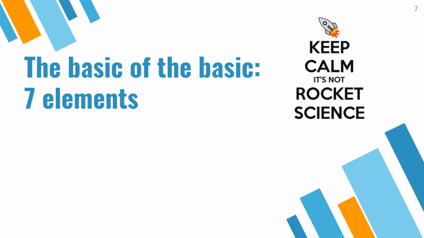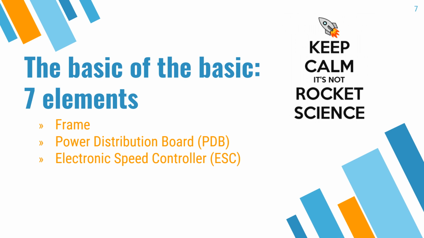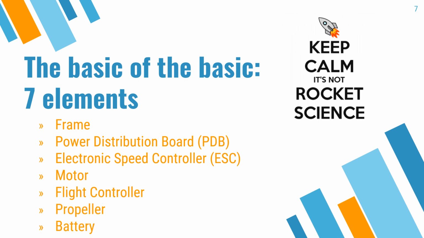Okay, we consider the drone to be consisting of 7 elements, and of course, those are only the basic parts. So, what are these 7 elements exactly? Well, we start with a frame. Then we also have a power distribution board, PDB short. A drone also has multiple electronic speed controllers, ESC short. We have motors, flight controller, propellers, and of course a battery. Let's start with the frame.